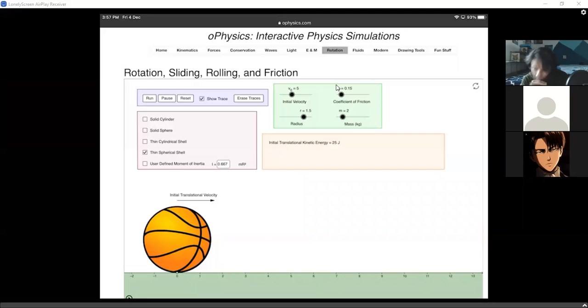He gave the friction value. Let's bring down the friction value to 0. I've just brought down the friction value to 0. Let's run the simulation and see what happens.